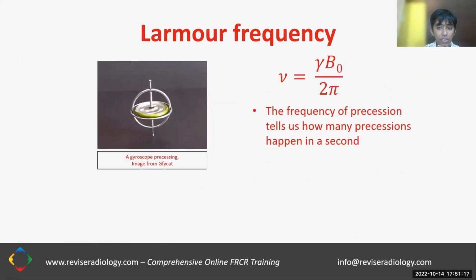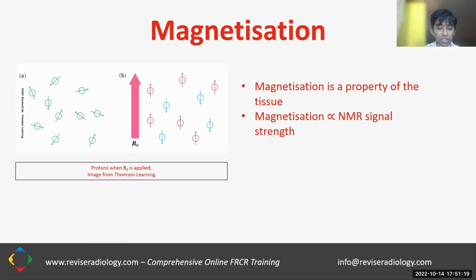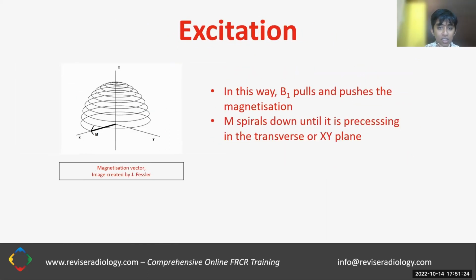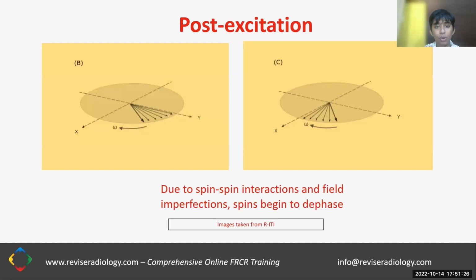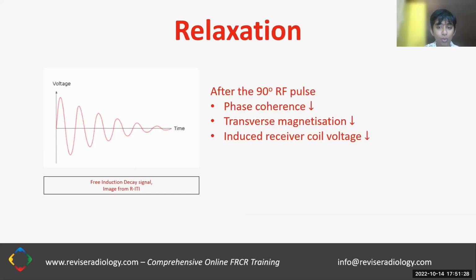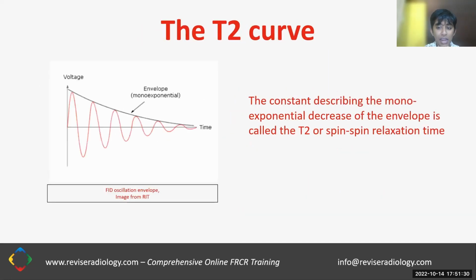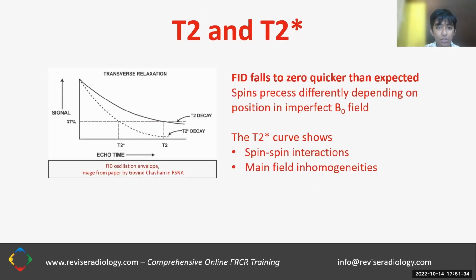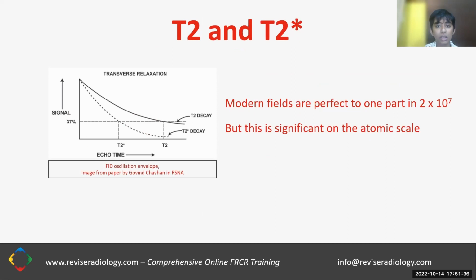We talked about Larmor frequency and Larmor precession. We talked about magnetization, longitudinal and transverse. We talked about excitation and what happens post-excitation. We talked about spin-spin relaxation, which leads to the T2 curve, and we briefly discussed T2 star. In the next webinar, we'll see more about T1, more sequences, localization of the signal, things like that. We'll see how this finally leads to an image.